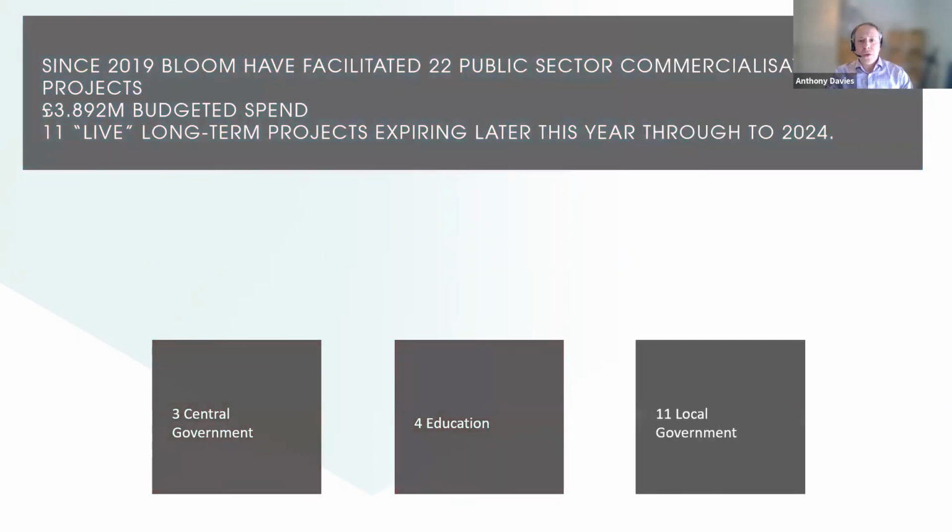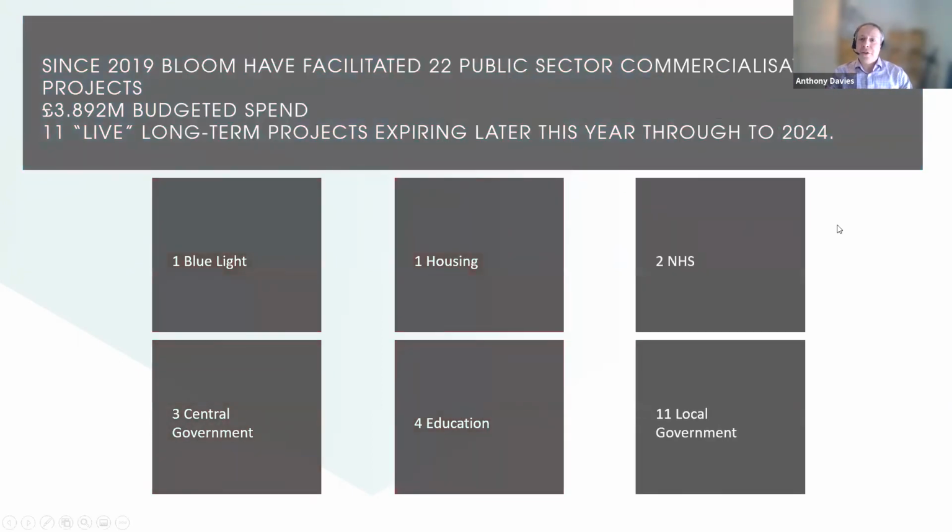And of those, what might be surprising, and this actually surprised me a little bit, is it's not all focused in the local government area. We've actually had one project in Blue Light, one in housing, 2 in the NHS, 3 in central government, and 4 in education as well. So it's surprising that while the majority is local government, I would never have expected the education sector to come perhaps second in those lines of commercialisation projects that we have. That's just a really interesting insight into where these projects are coming from in the marketplace.